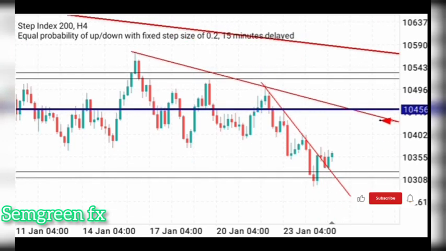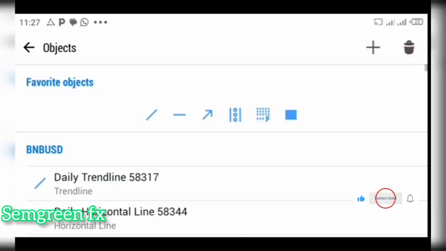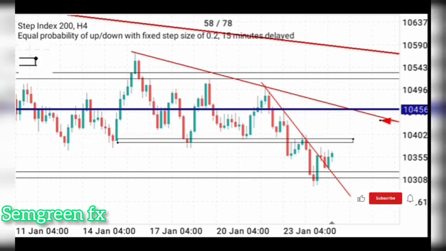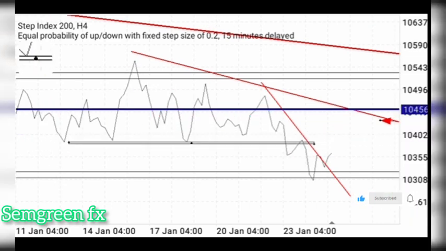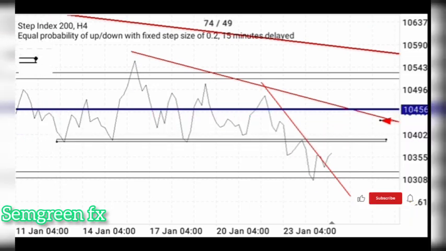So there are levels here also. There are support levels here. Let me switch to the line chart. There are support levels here. So it's possible price might want to react to this point here.